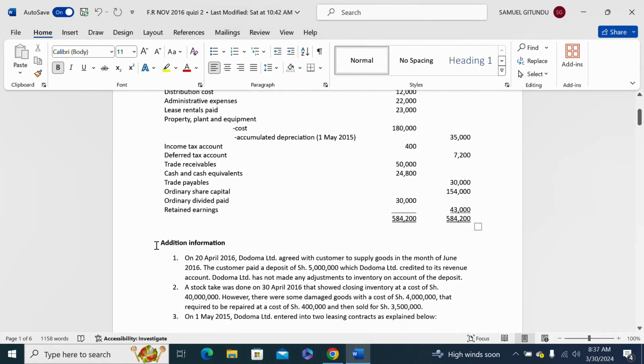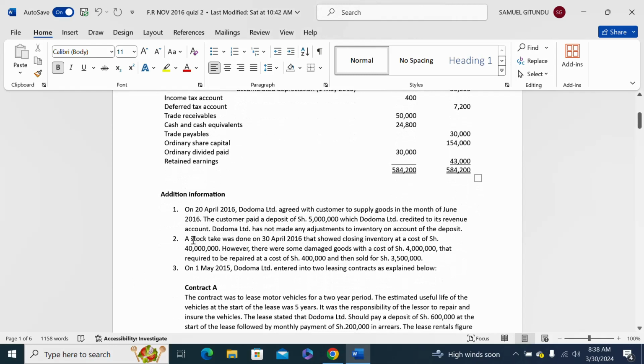Then we have additional information. On 20th April 2016, Dodoma Limited agreed with a customer to supply goods in the month of June 2016. The customer paid a deposit of shillings 5 million, which Dodoma Limited credited to its revenue account. Dodoma Limited has not made any adjustment to inventory on account of the deposit.